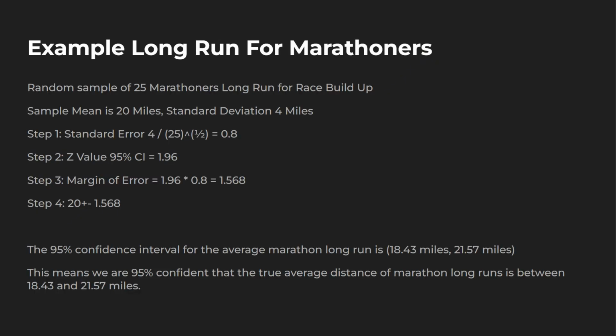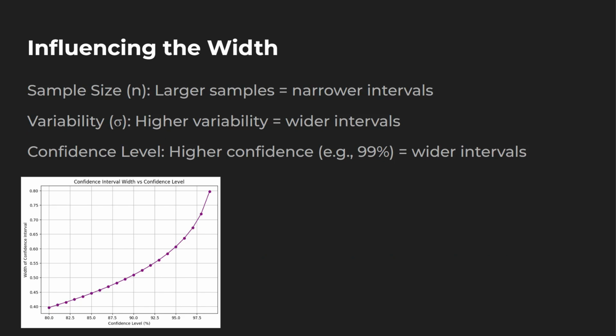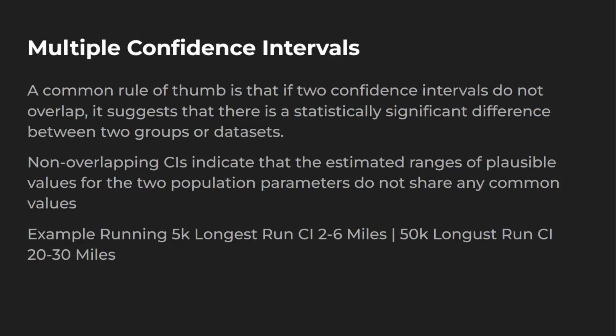All right, so how can we influence the width of our confidence interval? You can see over here with our marathon example, it's not a super large interval, but here are a few things. Sample size: larger samples give you a narrower interval. Variability: higher variability gives you a wider interval. And then the confidence level: a higher confidence level, like 99%, gives you a wider interval. If you go to 90% or lower, you're going to have a smaller interval. You can see this graph over here that shows the width of the interval compared to the confidence level. We'll actually be plotting this within the code in this video.